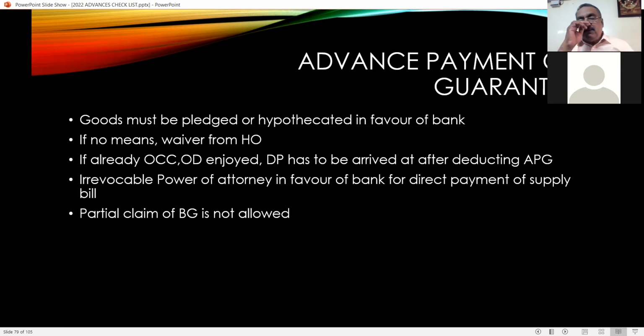And partial claim of BG is not allowed. Suppose the bank guarantee is given for 2 crores, we will invoke the bank guarantee only to the tune of 50 lakhs. It is not allowed. So today we will claim 50 lakhs, tomorrow we will claim another 75 lakhs. So this is clear that partial claim of bank guarantee is not allowed.